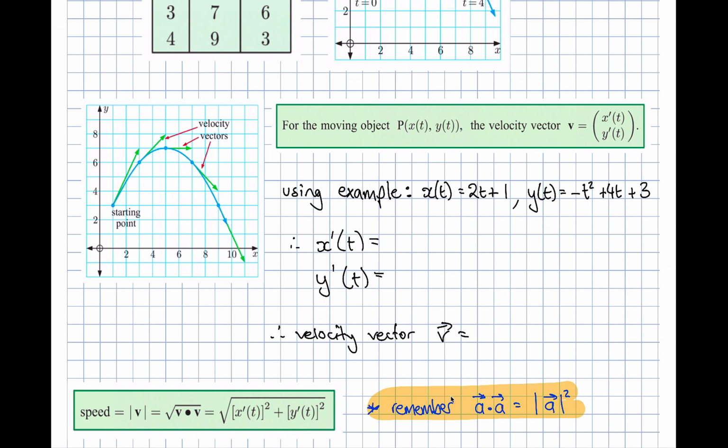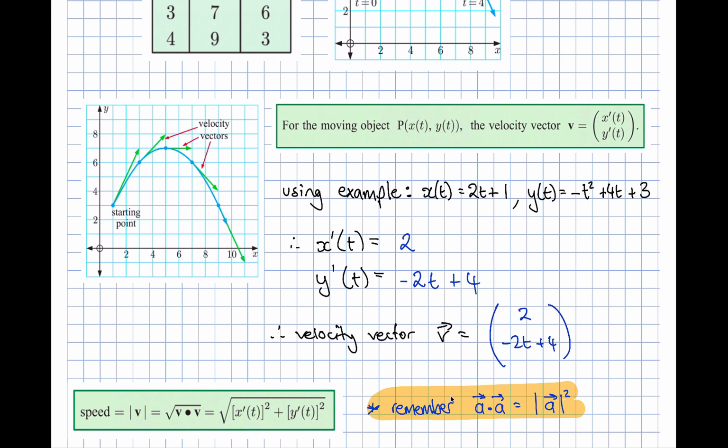So there's an example. Using that example, the derivative of the x is just going to become 2. The y is going to become negative 2t plus 4. Okay, so the velocity vector here is (2, -2t + 4).